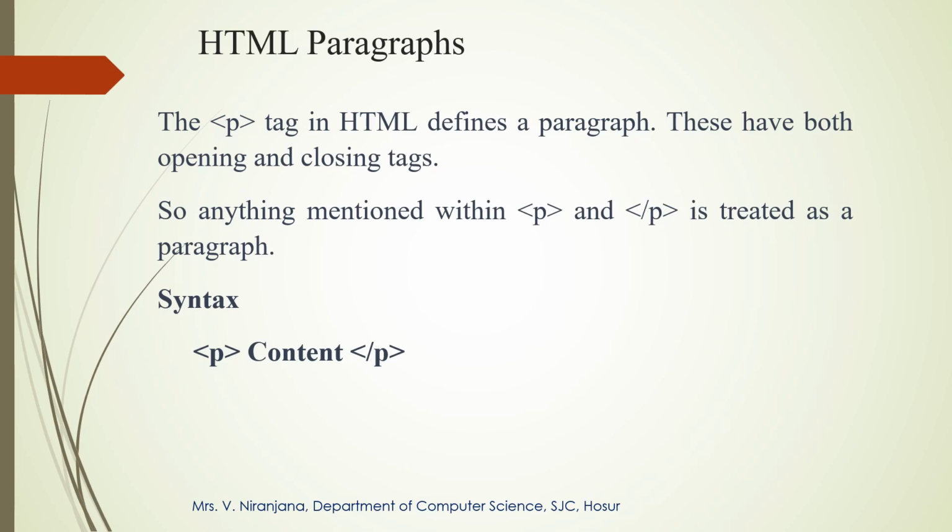A paragraph is a block level element, so a new paragraph always begins on a new line. And browsers naturally put some space before and after a paragraph to make it look neat and easy to read. If a user adds multiple spaces, the browser reduces them to a single space. If a user adds multiple lines, the browser reduces them to a single line.